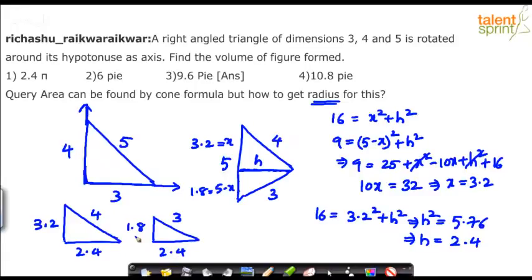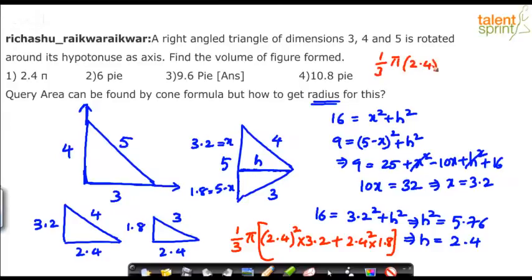Now find out the volume. The volume of a cone is 1 by 3 pi r square h, right? I'm doing the remaining part of the calculation using red ink so that we can follow. For the first, the volume will be 1 by 3 pi r square, 2.4 square into 3.2. For the second also, 1 by 3 pi r square h, 2.4 square into 1.8. So if we take 2.4 square common, it is 1 by 3 pi 2.4 square into 3.2 plus 1.8, which is 5.